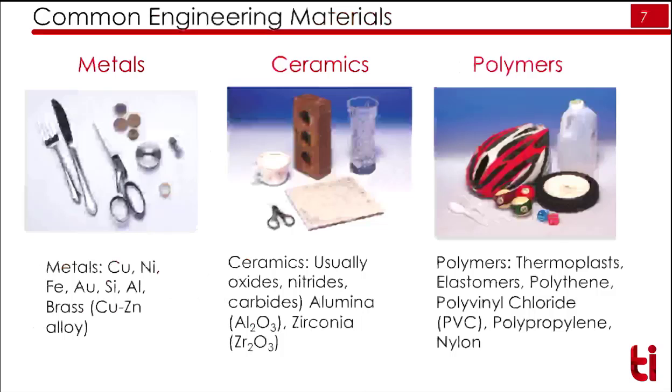In metals we can see some examples such as copper, nickel, iron, gold, silicon, aluminum, brass. Brass is the alloy of copper and zinc. While ceramics generally are oxides and nitrides. For example, Al2O3, that is alumina, and ZrO2, that is zirconia. In polymers, there are some thermoplastics or elastomers such as polyethylene, polyvinyl chloride, polypropylene, nylon, rubber, etc.